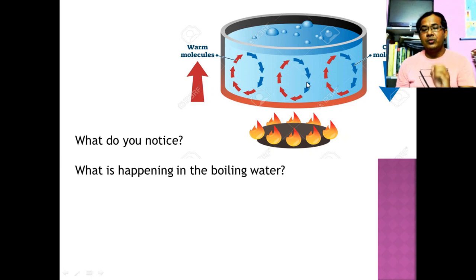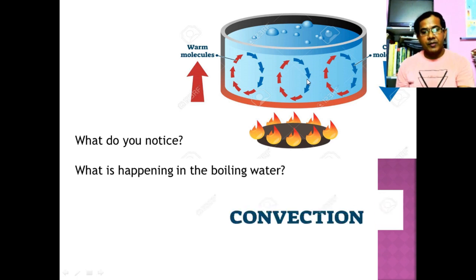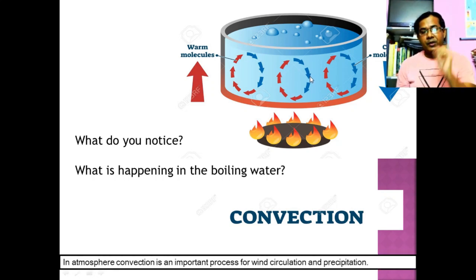What do you know about this process? Yes, this process is called convection. This convection process is very important in our atmosphere too, because it helps the circulation or movement of wind and related atmospheric phenomena. What are those atmospheric phenomena? Condensation, precipitation, etc.